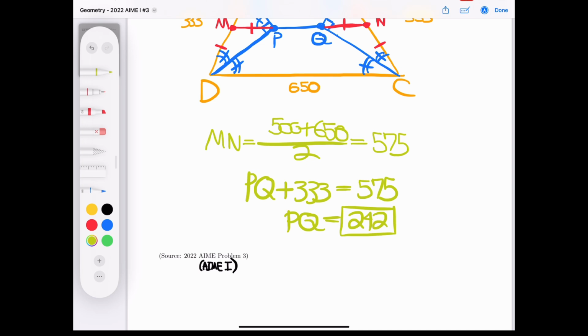The AIME is a contest where you have 15 problems and you have 3 hours to solve them. It actually is quite a hard exam. As you can see by this problem, this was only a problem 3 from one of the recent exams. But I just wanted to say the contest that it came from: the American Invitational Mathematics Exam.